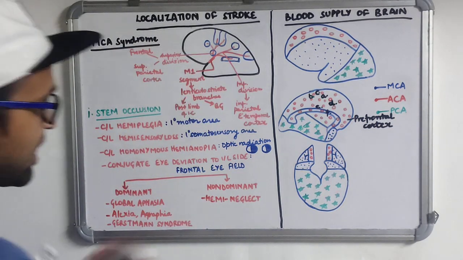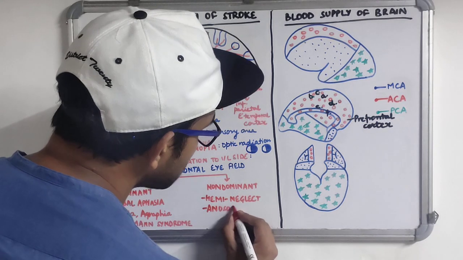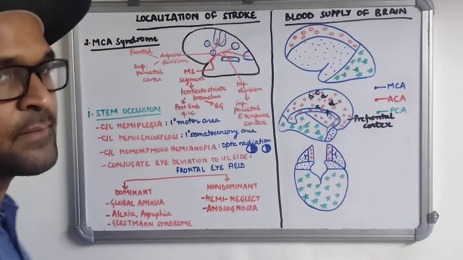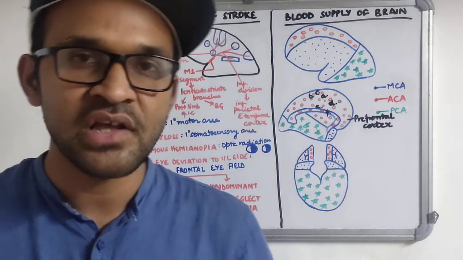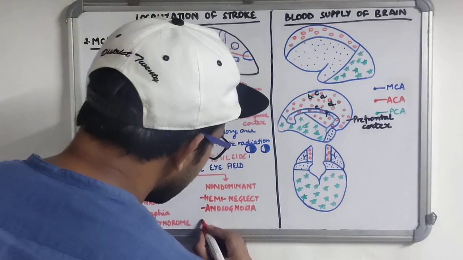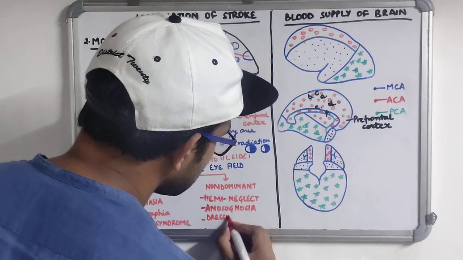Apart from that, there occurs anosognosia. What is anosognosia? Anosognosia is lack of self-awareness. The patient is not aware of his illness. He may even deny his paralysis. This is anosognosia. Another thing is dressing and constructional apraxia.